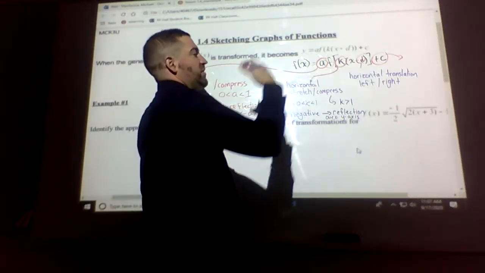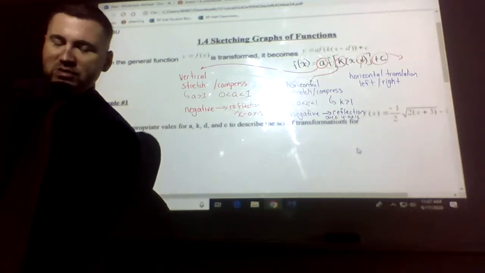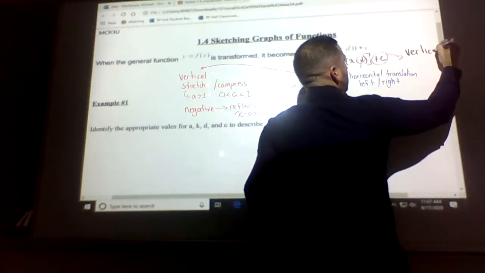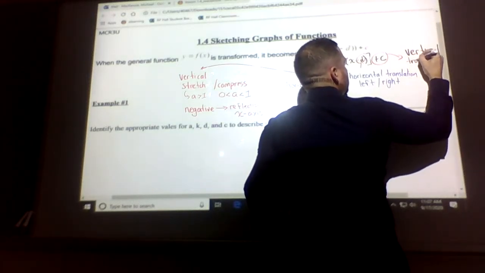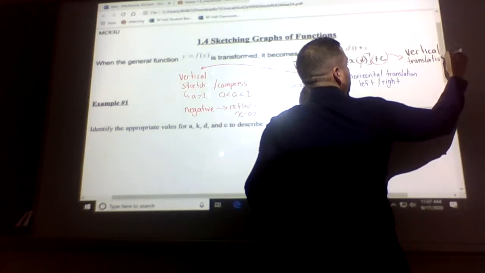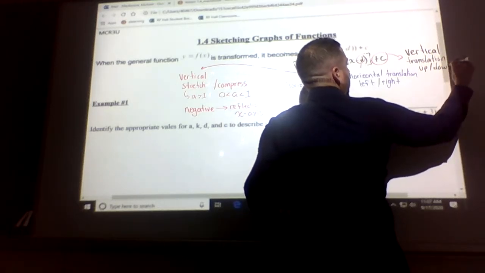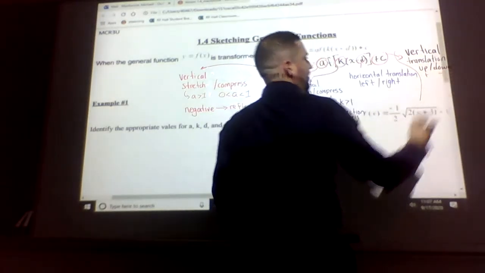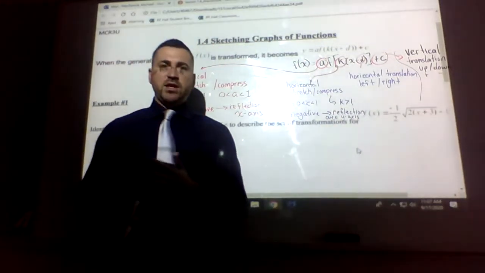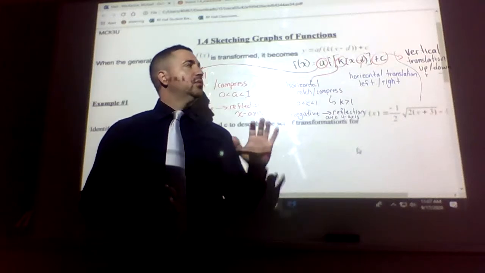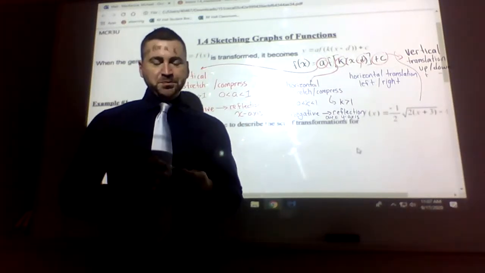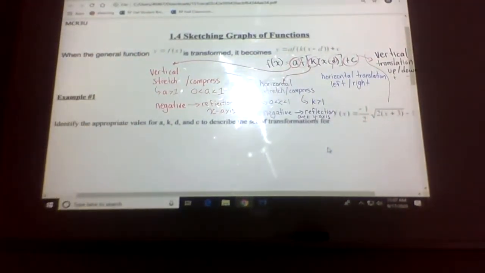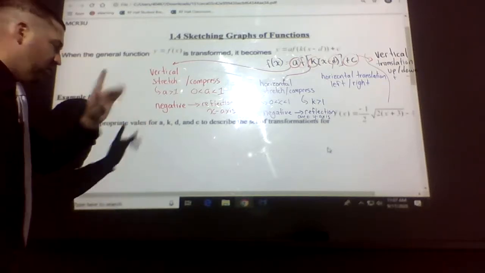vertical. So that brings us to our last one, which is our C value. So C moves up or down, okay? So vertical translation, up or down. And this is just as you read it. So if it's positive, it goes up. If it's negative, it goes down. If you just said shifts left or right, up or down, I'm okay with that. You don't need to include the vertical and horizontal translations as a definition. So you guys can always stop the video and copy it out if you need to.